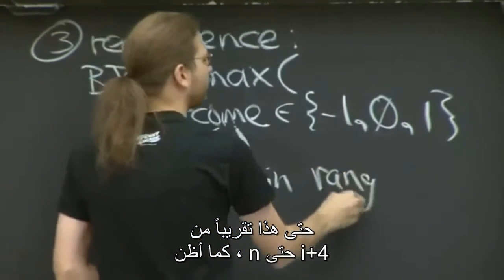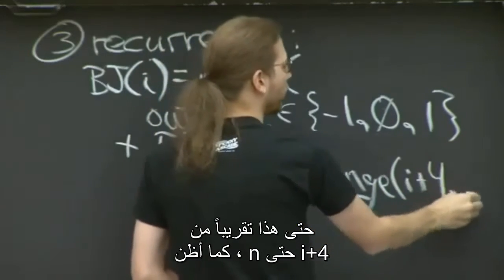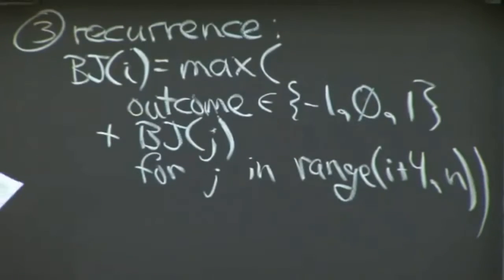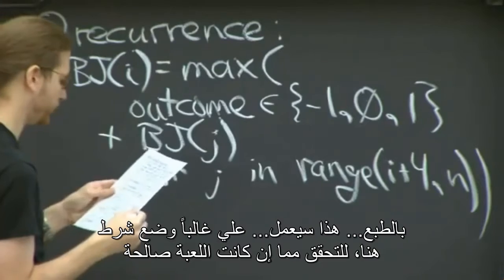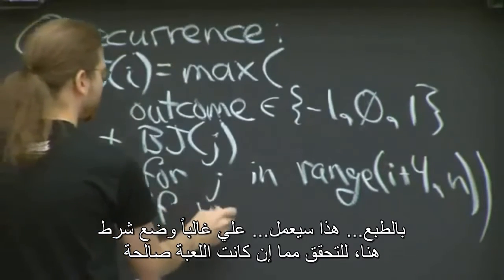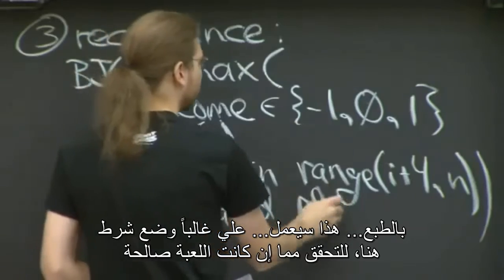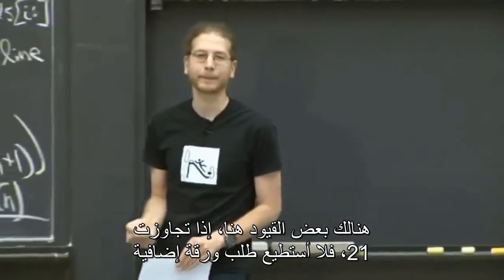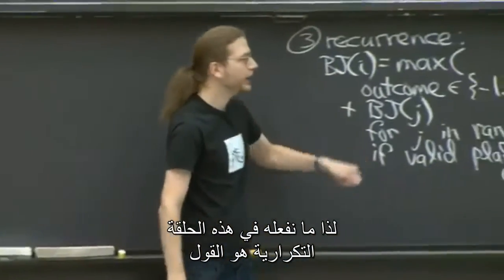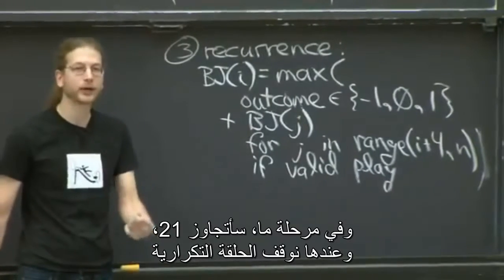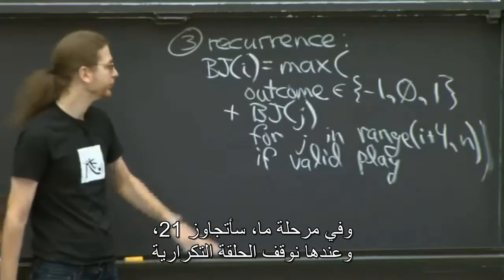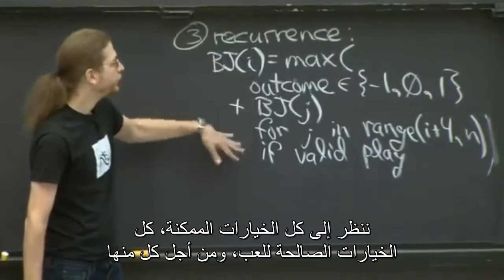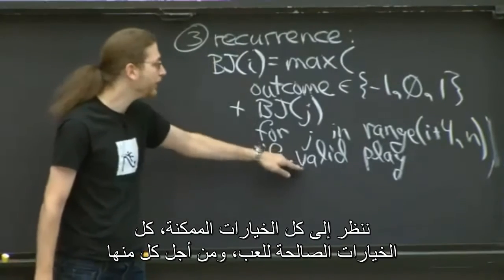It's like range of i plus 4 up to n, I think. Sure, that'll work. I should probably put in an if here, which is if it's a valid play. Okay, there are some constraints here. If I've already busted, I can't hit again. So in fact, what you have to do in this for loop is say, well, maybe I take another hit, maybe I take another hit. At some point, I go over 21, and then you have to stop the for loop. So I'm writing that as an if. You can also do it with a break, however you want.